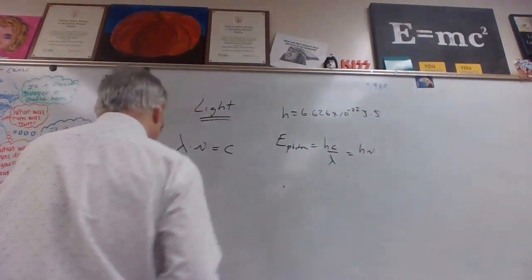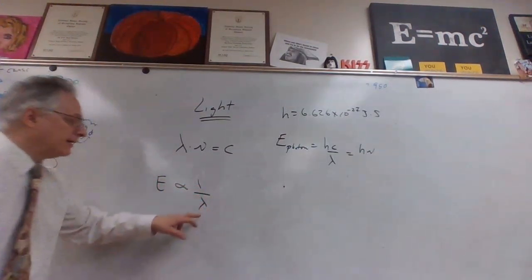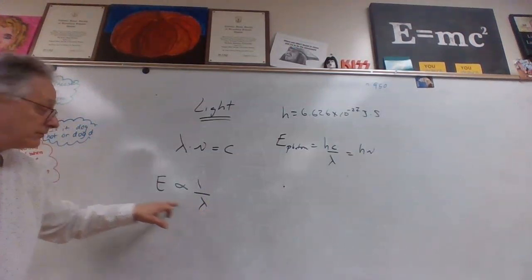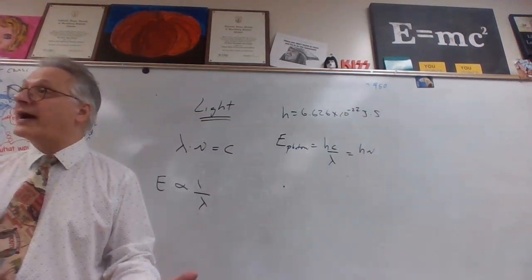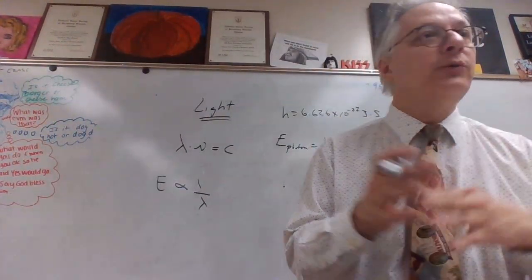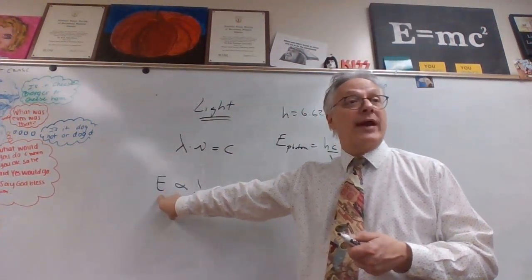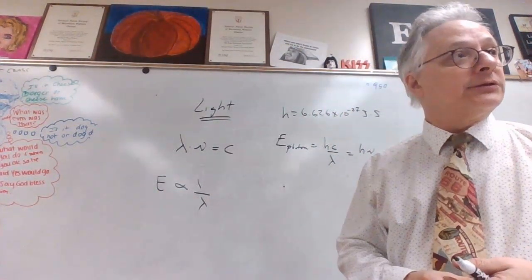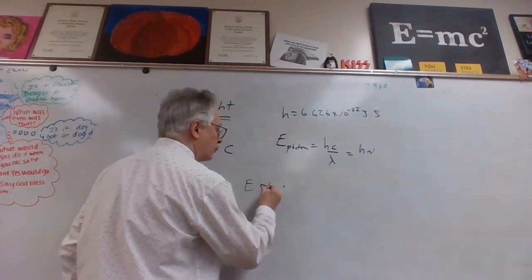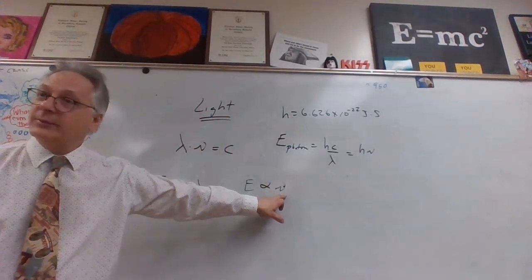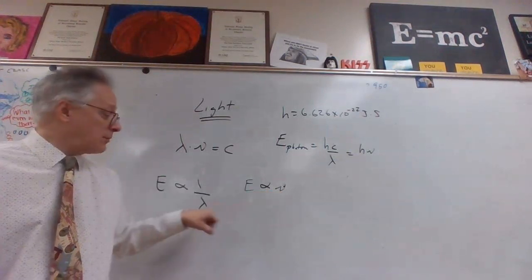We also talked about that energy, since it's inversely proportional to wavelength: the smaller the wavelength, the greater the energy of the photon. So for example, ultraviolet light, maybe about 300 nanometers or 280 nanometers, is going to have a lot larger energy than red light at 700 nanometers. Energy is directly proportional to frequency. The greater the frequency, the greater the energy. The greater the frequency, the smaller the wavelength.